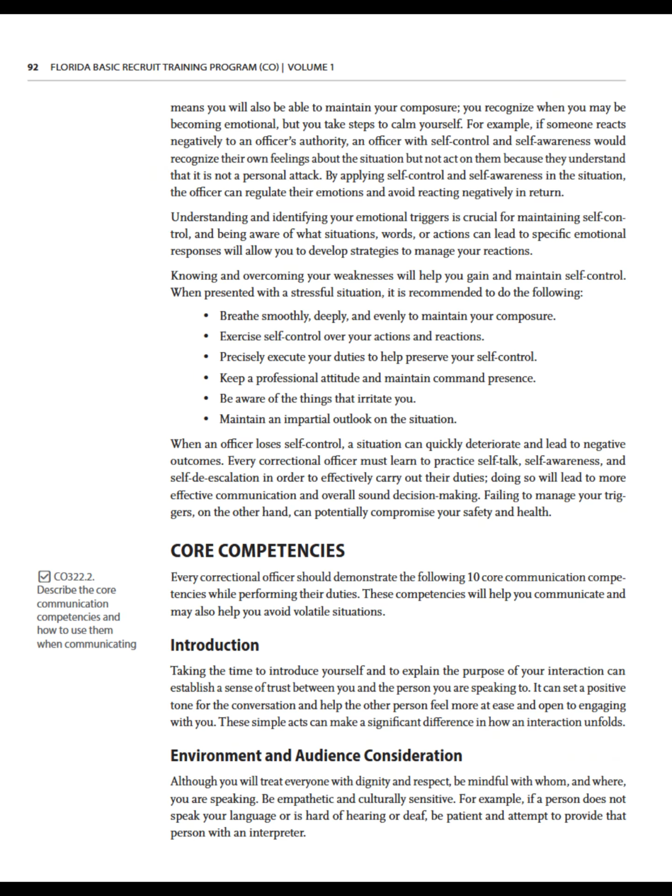When presented with a stressful situation, it is recommended to do the following. Breathe smoothly, deeply, and evenly to maintain your composure. Exercise self-control over your actions and reactions. Precisely execute your duties to help preserve your self-control. Keep a professional attitude and maintain command presence. Be aware of the things that irritate you. Maintain an impartial outlook on the situation.